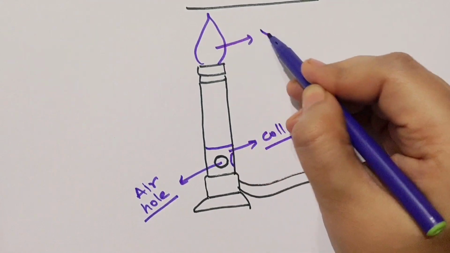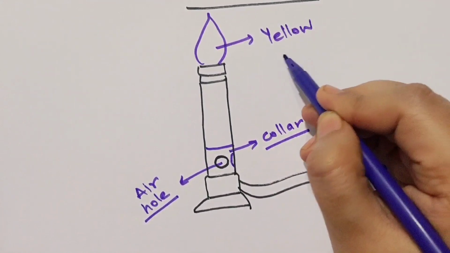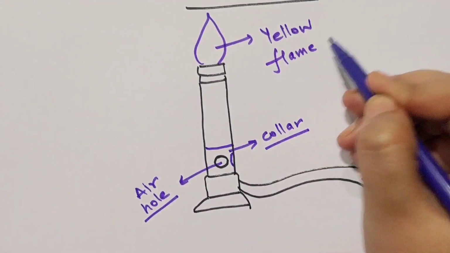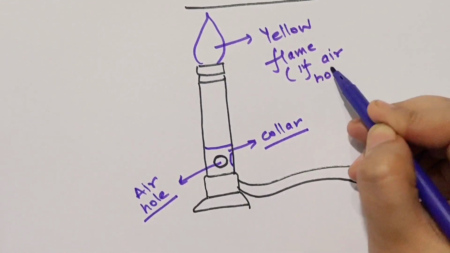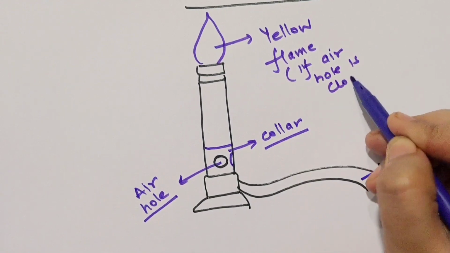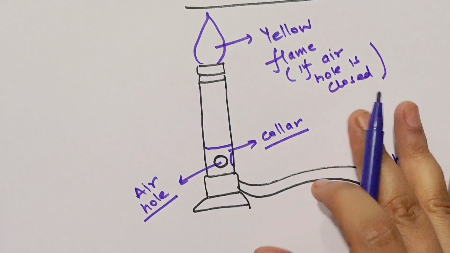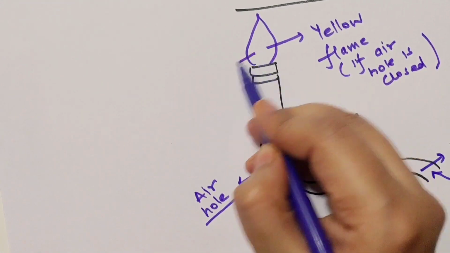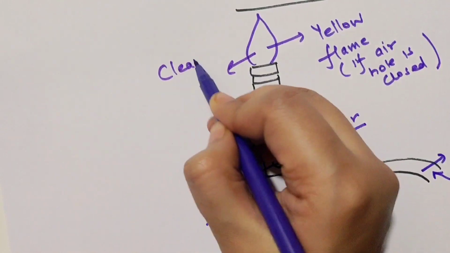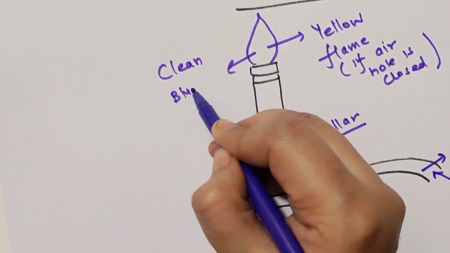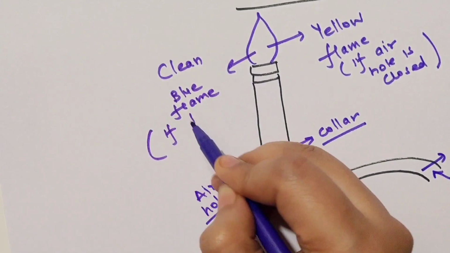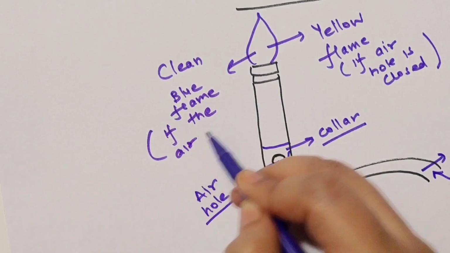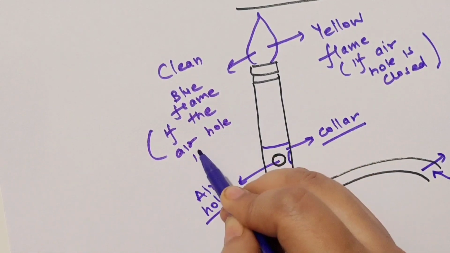Yellow flame if the air hole is closed. Clean blue flame if the air hole is open.